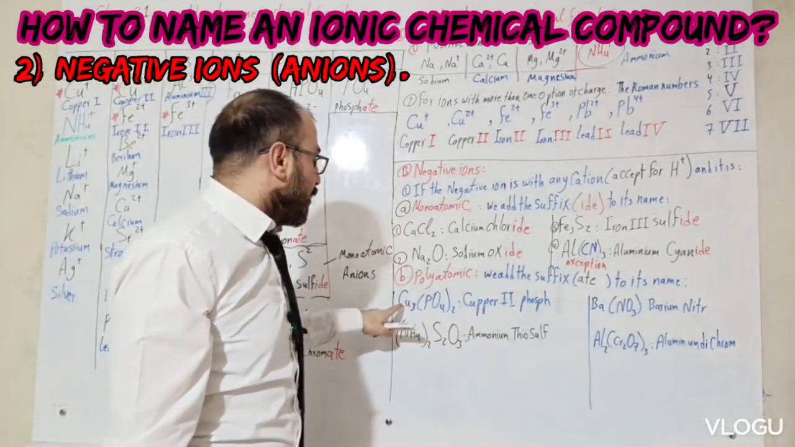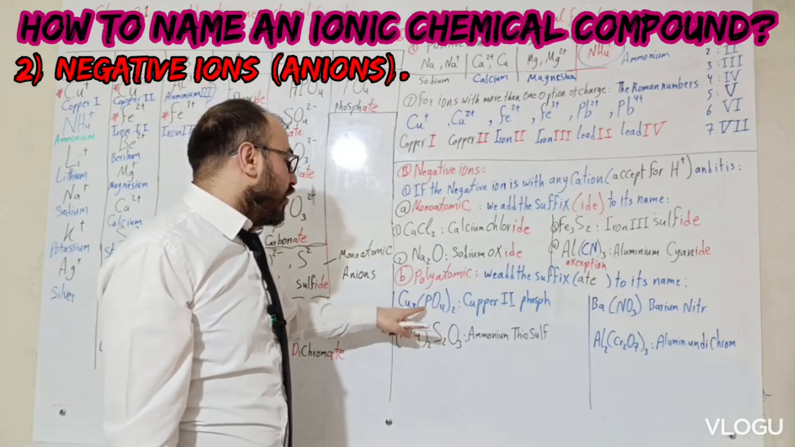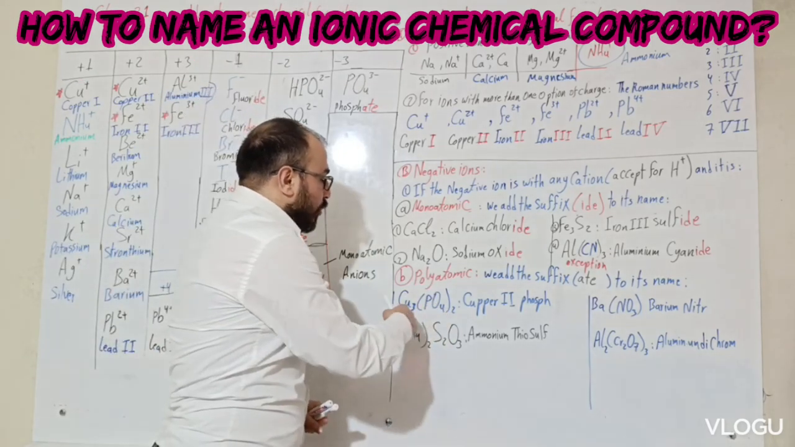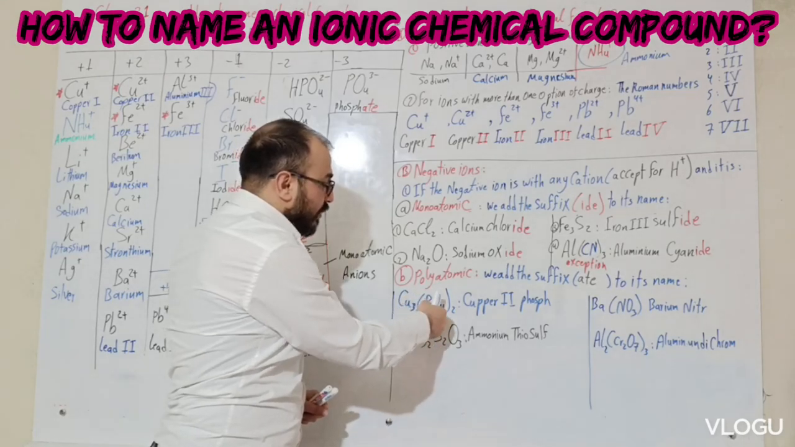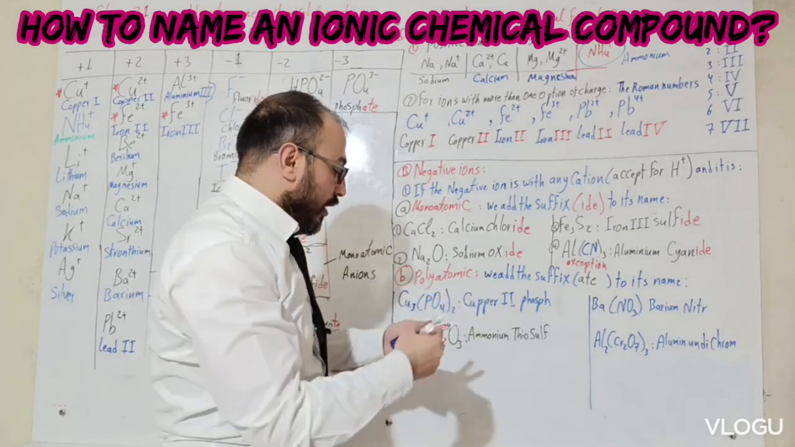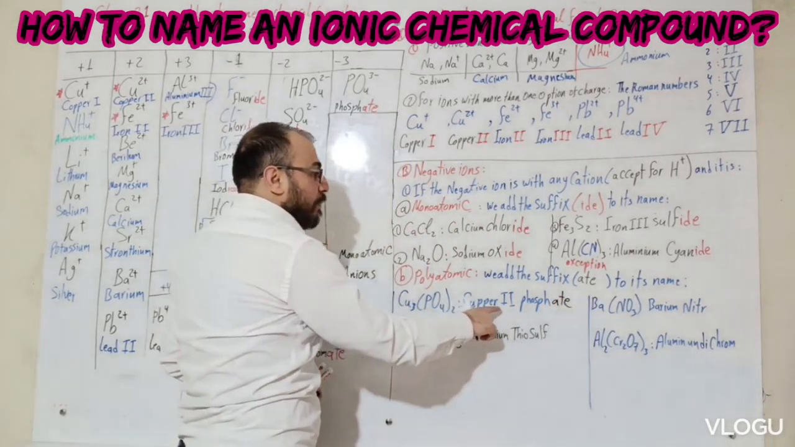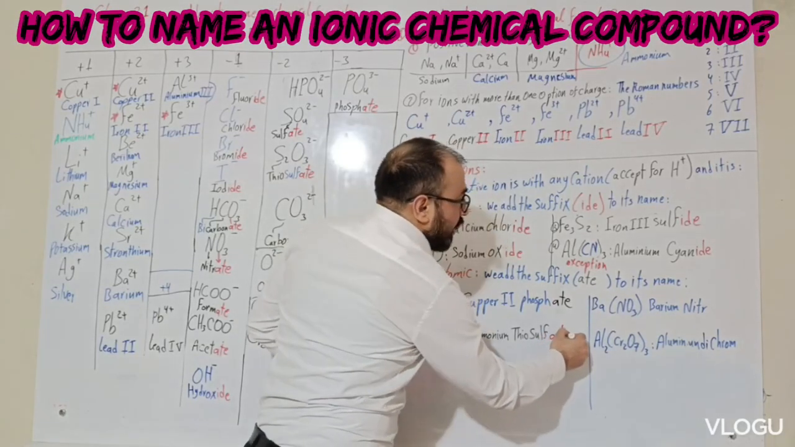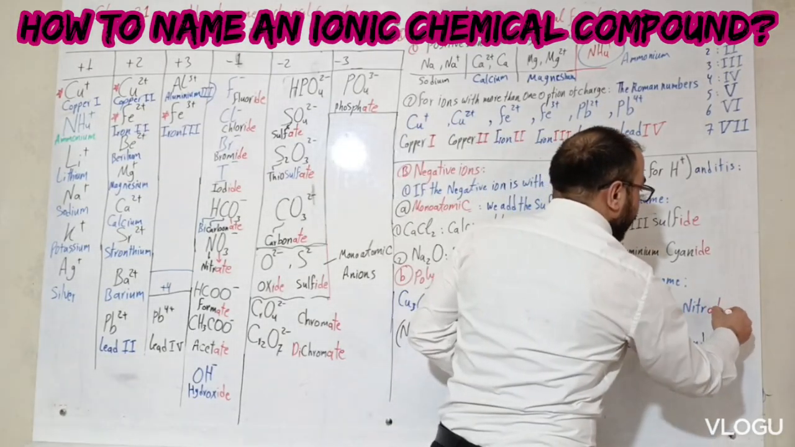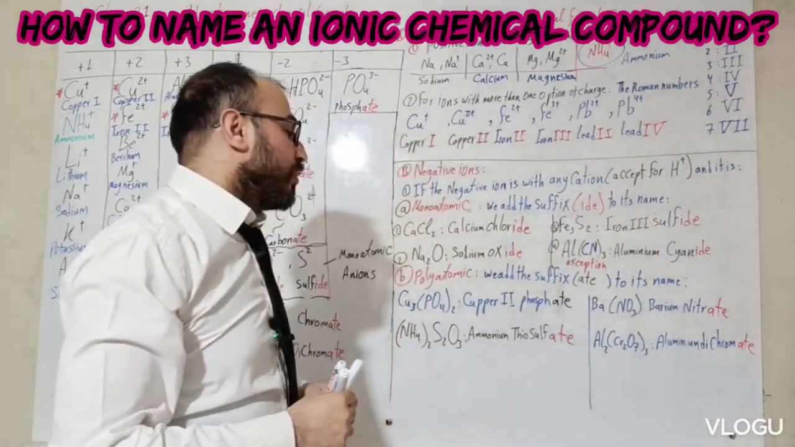This is copper 2 because if you go back to it and you dislocated it, you're going to see that here we cross multiplied. So this is 3 for the phosphate and this is 2 for the copper. Here we add "ate": phosphate. So this is copper 2 phosphate. This is ammonium sulfate, and this is here barium nitrate. And again, my friends, here we have aluminum chromate.